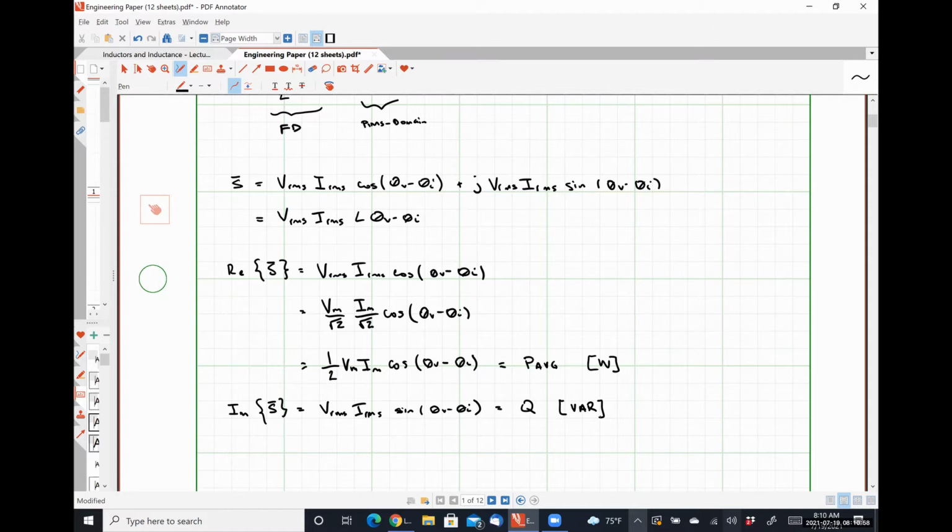So the reactive power represents the portion of the complex power that continuously flows back and forth between the source and the load in the system. So it's representing the contribution of inductors and capacitors in the system, because we know that for a capacitor and for an inductor, exactly half of the time the element is absorbing power and exactly half of the time the element is supplying power. So the complex power represents that contribution.